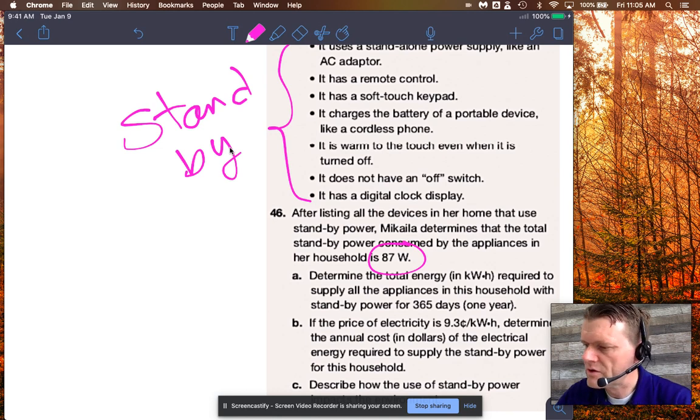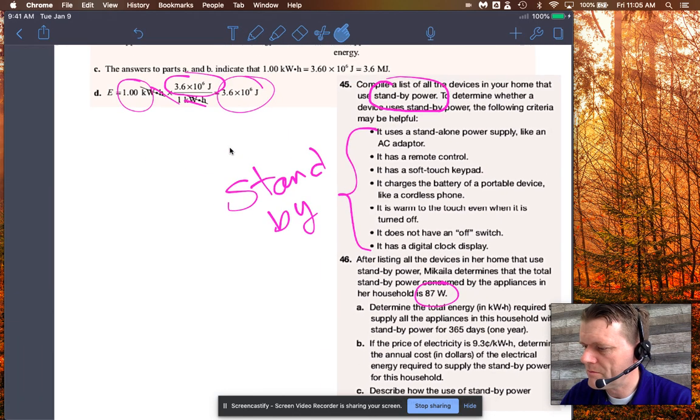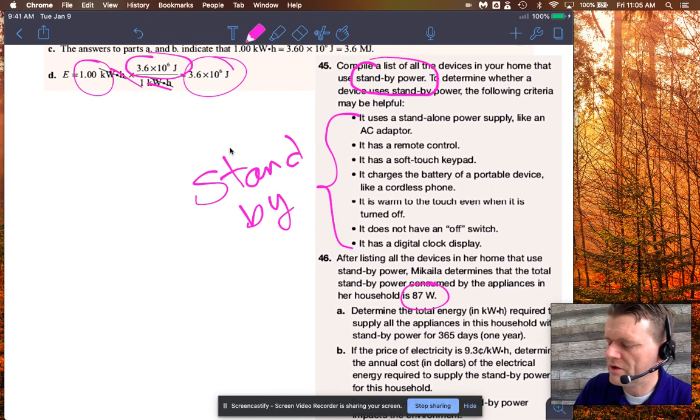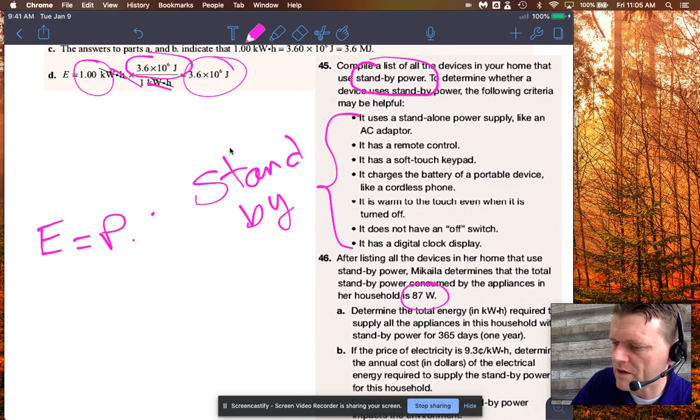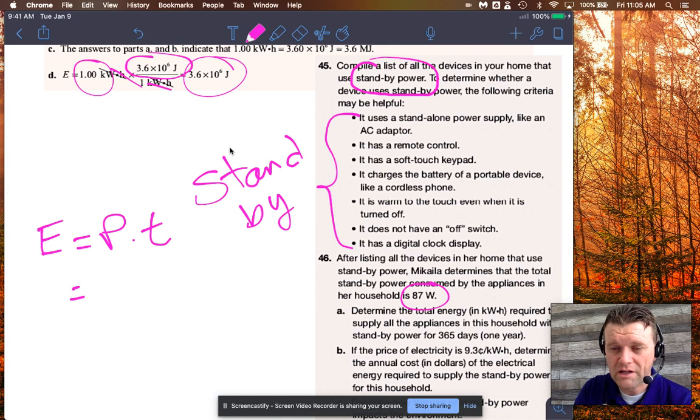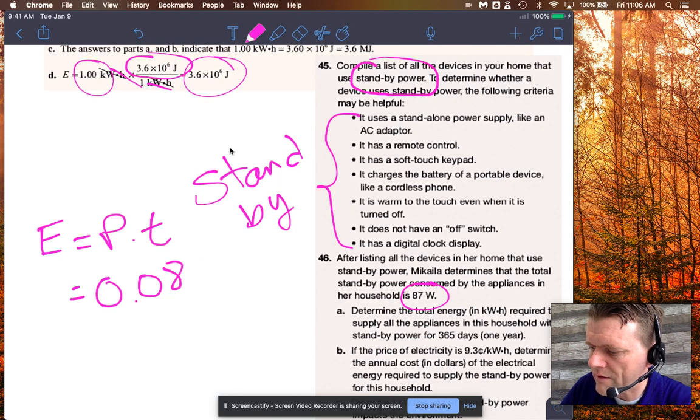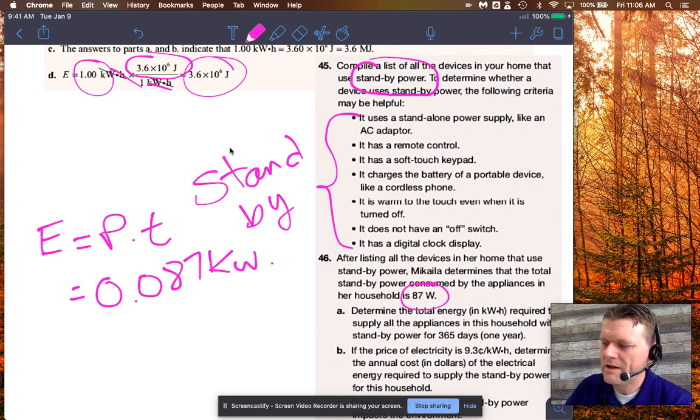Okay, so let me just pull this out a little bit. So to determine that energy, we're going to look at energy equals power times time, and we are going to determine it in kilowatt hours. So the power is 87 watts. So I need to divide that by 1,000, or 87 times 1 divided by 1,000. So that would give me 0.087. Okay, kilowatts. And hours.